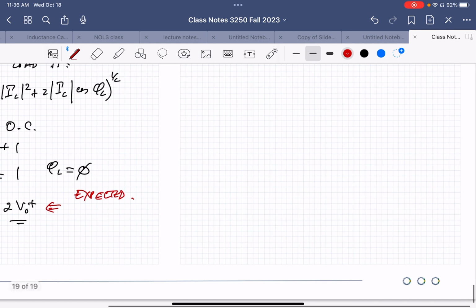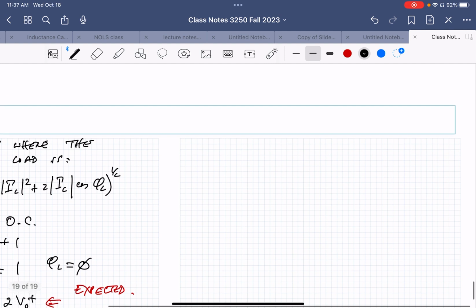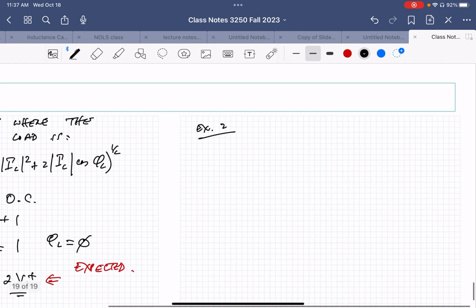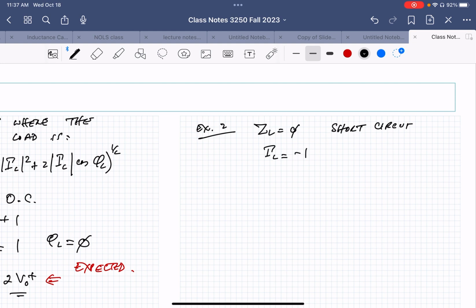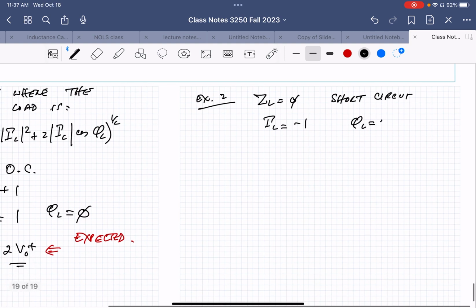Okay. Now, the second case, example 2, let's say the load impedance is 0, or a short circuit. In that case, the reflection coefficient is -1, and the phase is pi. Sorry, not 2 pi, the phase is pi. That's what gives us the minus. So the absolute value of the total voltage on the line at the load is equal to 0 in that case. Okay, only at the load.